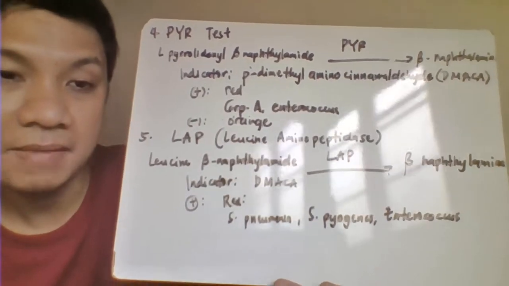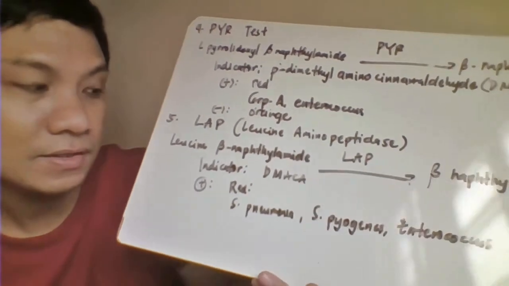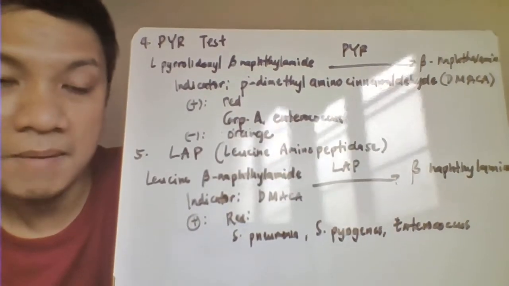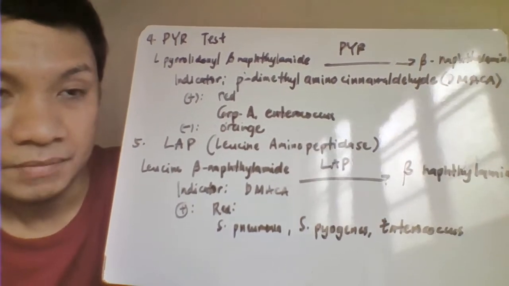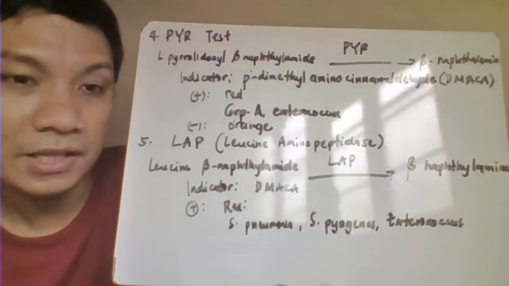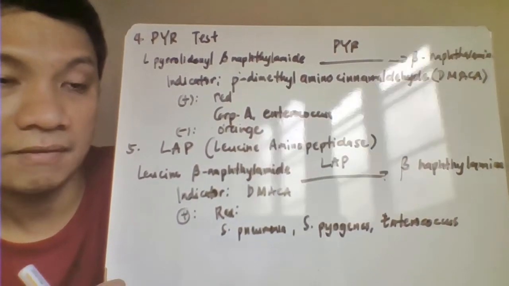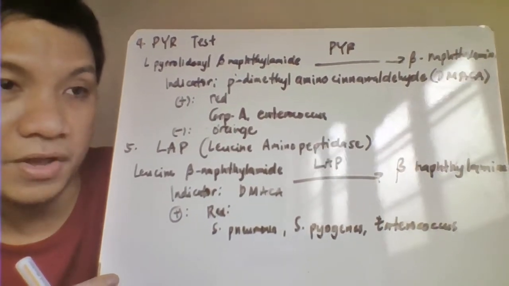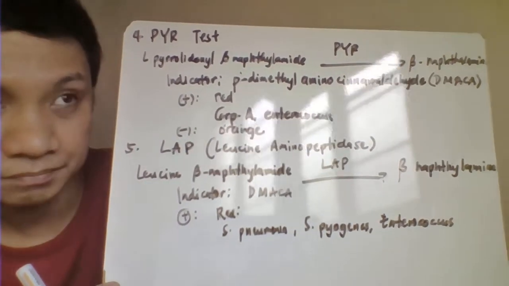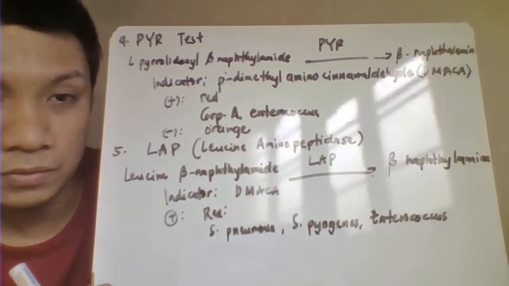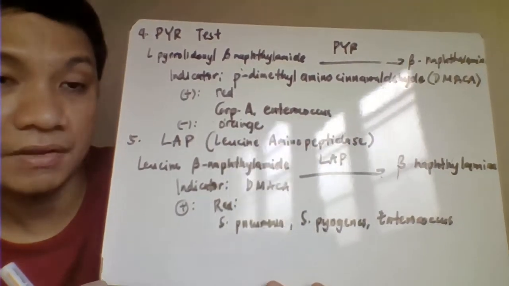Another one, we have the enzyme LAP, leucine aminopeptidase. This would identify the ability of the organism to hydrolyze leucine beta-naphthylamide. If it has the enzyme leucine aminopeptidase, it will convert that to beta-naphthylamine. Again, the indicator is paradimethylaminocinnamaldehyde, so red is still our positive color. For the LAP, it will give a positive result for group A, for Strep pneumoniae, and for Enterococcus, your group D enterococcus. All the rest will give a negative result for the LAP.